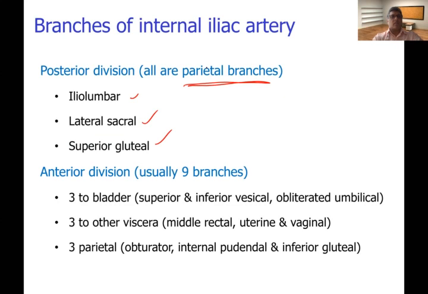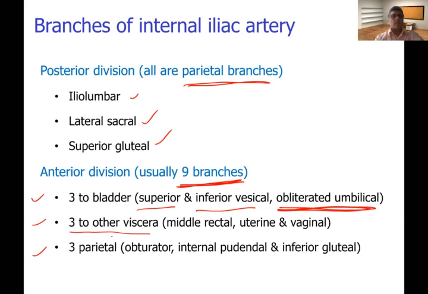Then the large anterior division usually gives 9 branches. And these 9 branches can be easily remembered if you remember them in sets of 3. There are 3 branches going to the bladder, which are the superior vesical artery, the inferior vesical artery, and the obliterated umbilical artery. These are visceral branches. And then the 3 branches going into other viscera are the middle rectal artery, uterine artery, and vaginal artery.